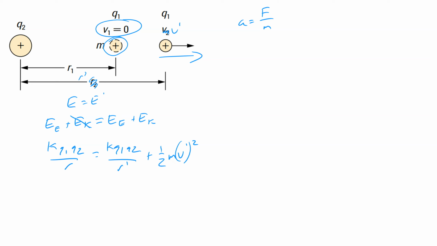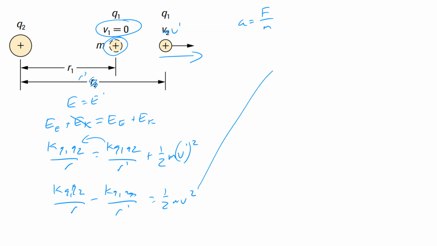So I think you can see where I'm going with this. We're going to do some rearranging. So I'm going to bring this to the other side, and I'm going to have K Q1 Q2 over R minus K Q1 Q2 over R prime is equal to 1/2 mv squared.